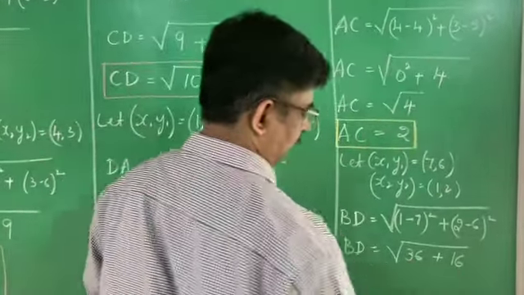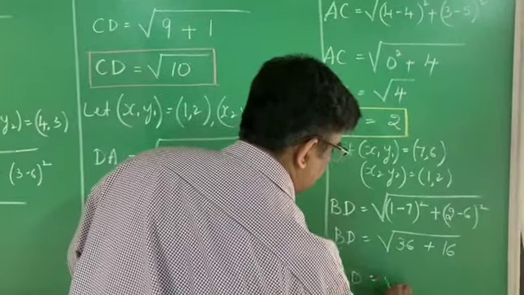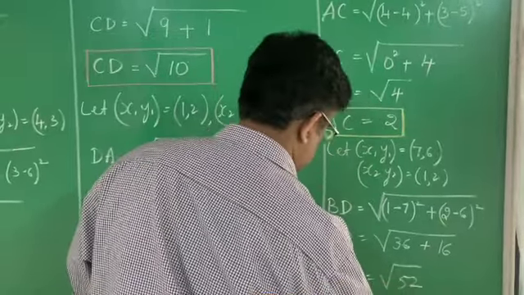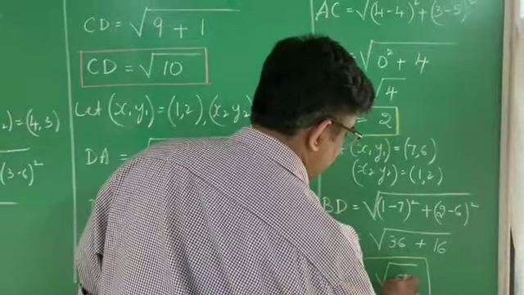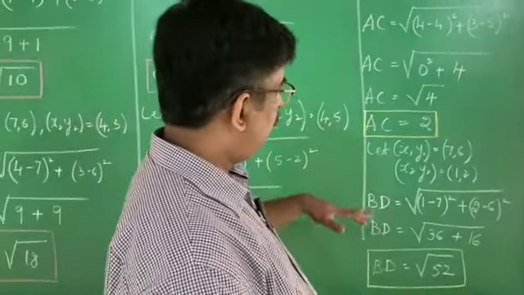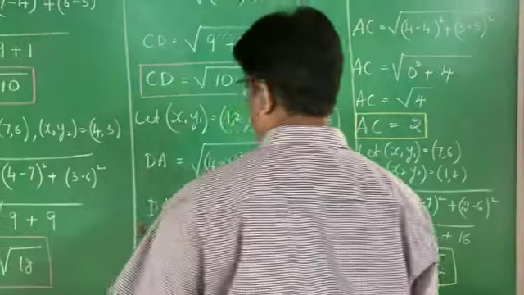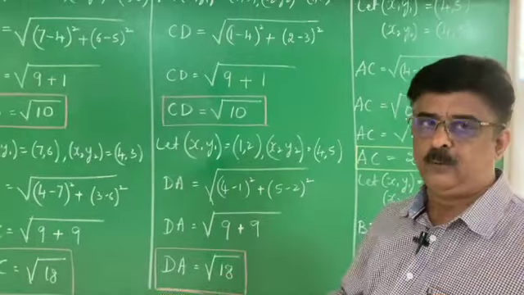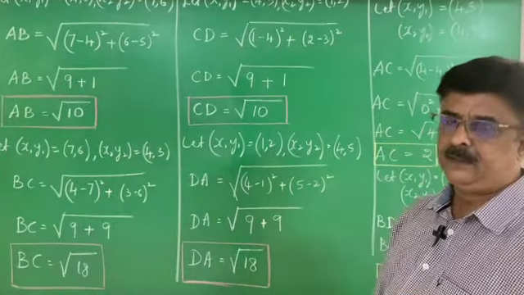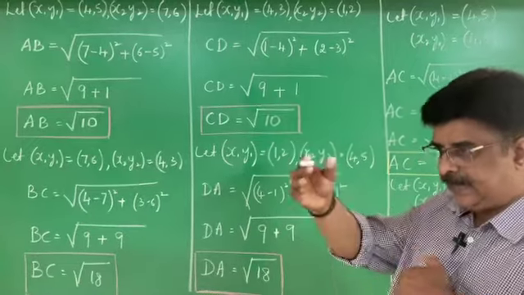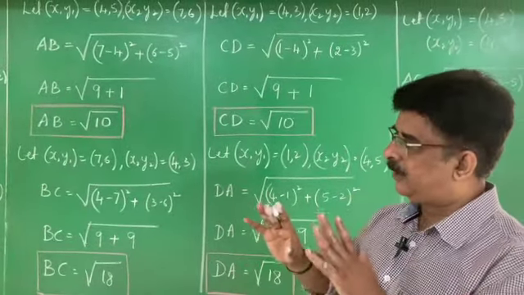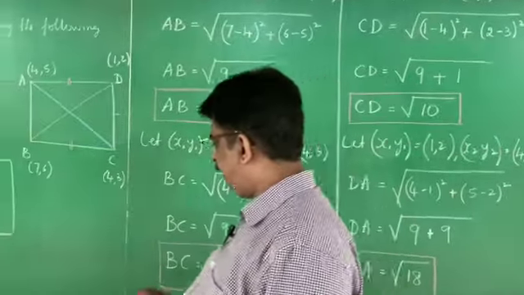Now, 36 plus 16. BD is equal to the root of 52. AC is equal to 2, BD is equal to root 52. What is my inference now? In this quadrilateral, opposite sides are equal, but diagonals are not equal. Then I can give a judgment that this is a parallelogram. In the case of a parallelogram, opposite sides are equal, but diagonals are not equal. If diagonals are equal, I can say that it is a rectangle. But here, diagonals are not equal, so it is a parallelogram. That is my judgment, and I gave the reasoning here.